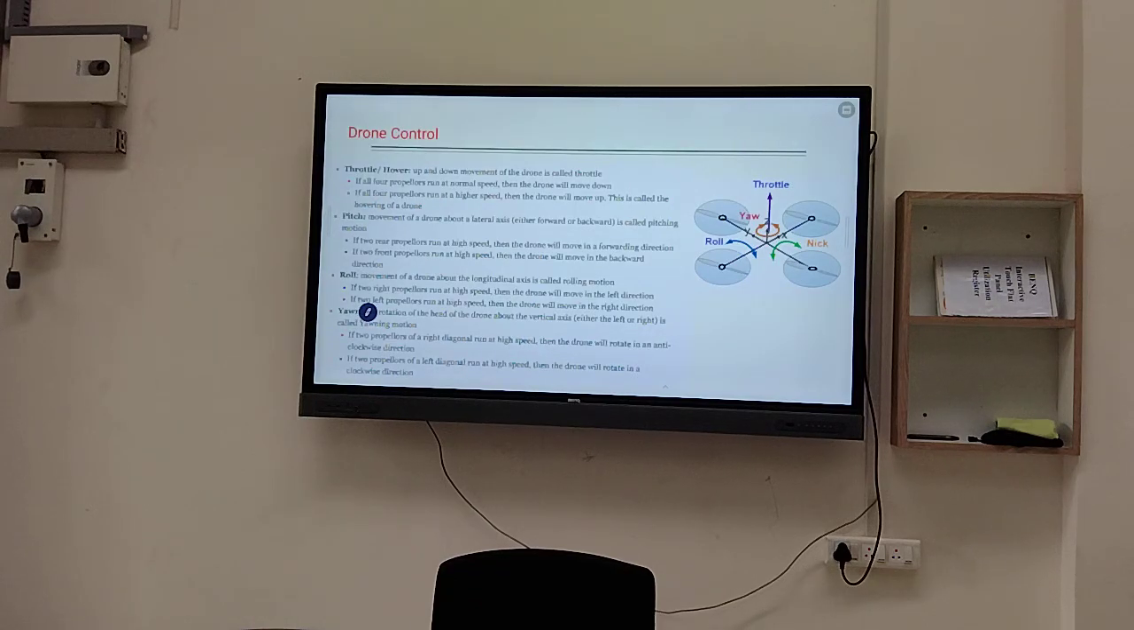Drone control. What are the different actions? Throttle. It is up and down movement of the drone. It is called throttle. If all four propellers run at normal speed, then drone will move down. If all four propellers run at higher speed, then drone will move up. This is called hover of a drone. स्पीड खूप हाय असेल तर ड्रोन अप साईडला जाईल आणि स्पीड नॉर्मल असेल तर तो डाऊन साईडला जाईल.